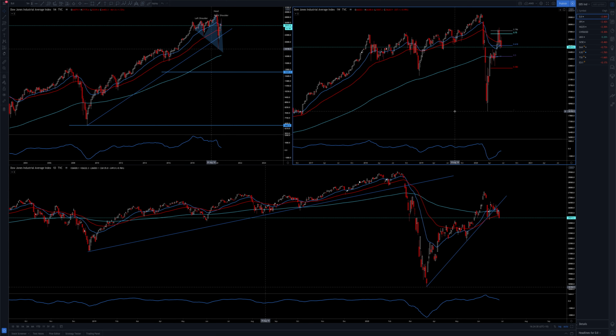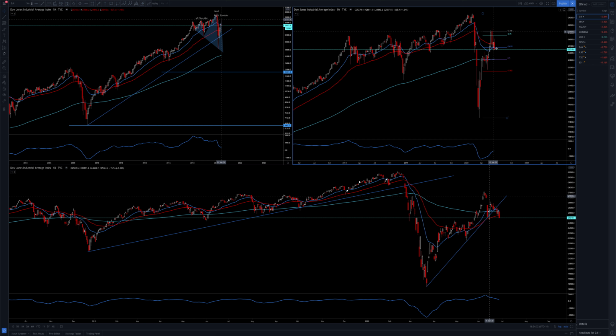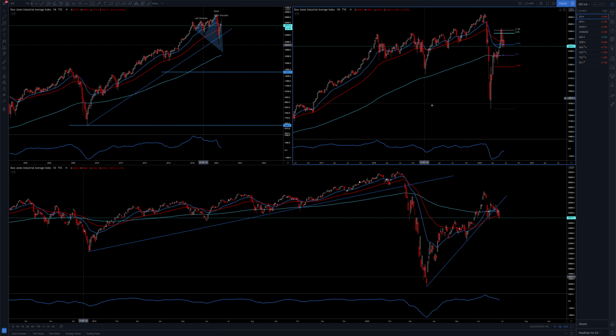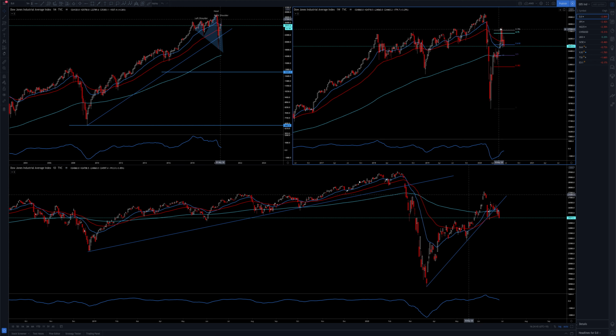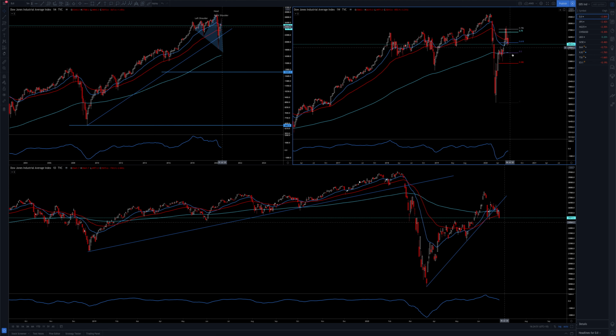So if we go here to the weekly, I've got these Fibonacci levels drawn in. You can see we've made a clear lower low, previous low, and now we're making this lower high, previous high. And if we close this way, that further confirms that we could be seeing further downside.